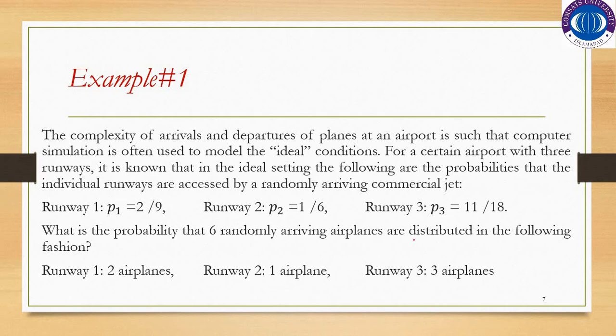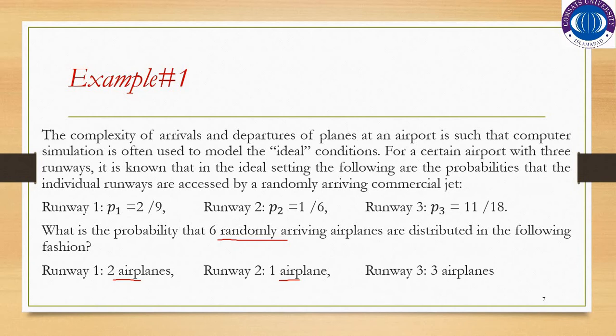What is the probability that 6 randomly arriving airplanes are distributed in the following fashion? We have 6 randomly arriving airplanes. At runway number 1, we have 2 airplanes. At runway number 2, we have 1 airplane. And at runway number 3, we have 3 airplanes.